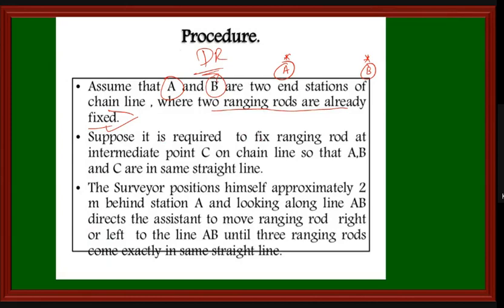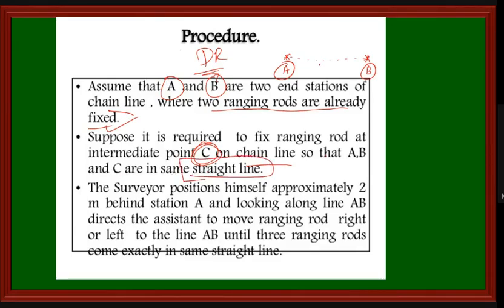Suppose it is required to fix a ranging rod at the intermediate station or intermediate point C on a chain line. Chain line means nothing but a straight line, so that A and B and C are in the same straight line.